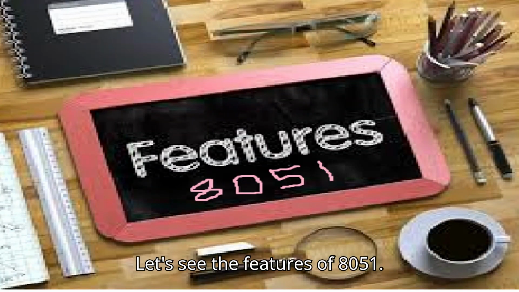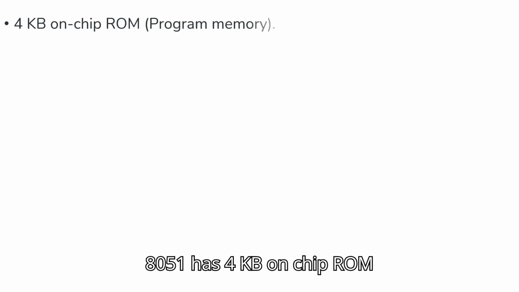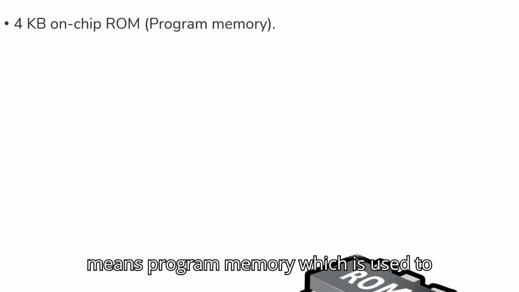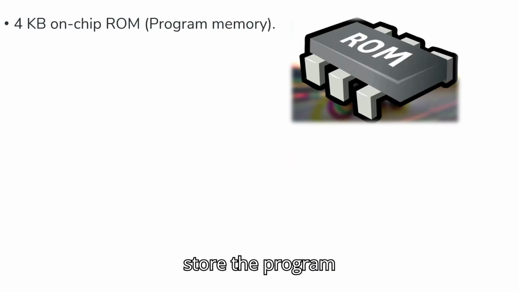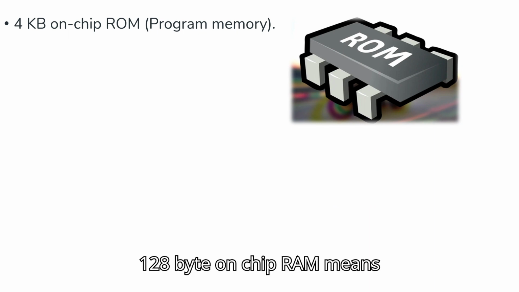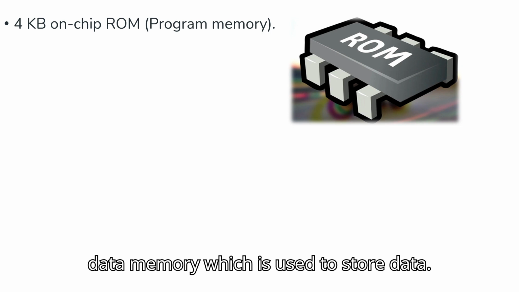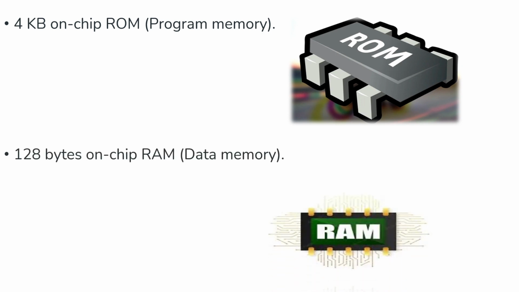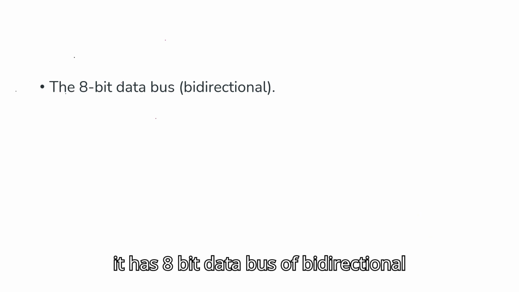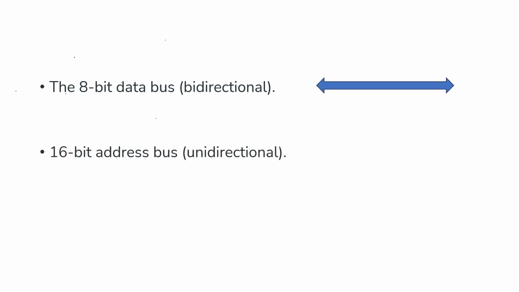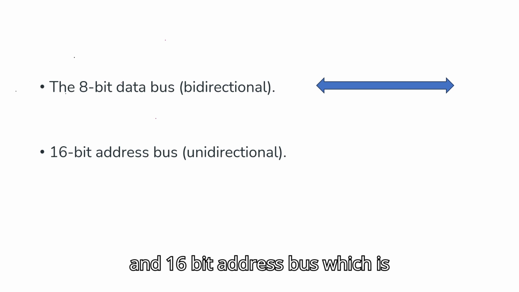Now let's see the features of 8051. 8051 has 4 KB on-chip ROM, meaning program memory, which is used to store the program. 128 byte on-chip RAM, meaning data memory, which is used to store data. It has an 8-bit bidirectional data bus and a 16-bit unidirectional address bus.